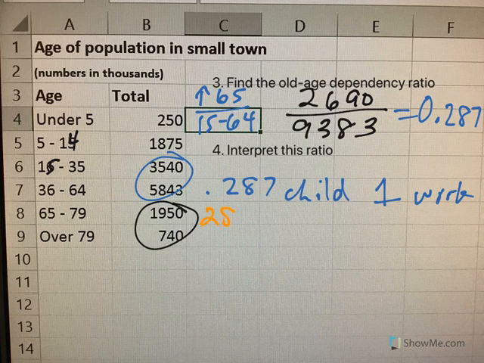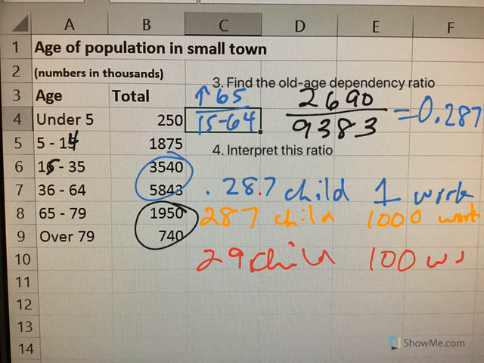If I move it 3 places to get 287 children, 3 places here gives me 1,000 workers. If I just move it 2 places, 28.7, 2 places would be here, that rounds to 29 children to every 100 workers, because if I move this 2 places, I move this 2 places. That adds 2 zeros. So all 3 of those would be correct interpretations of this particular ratio.